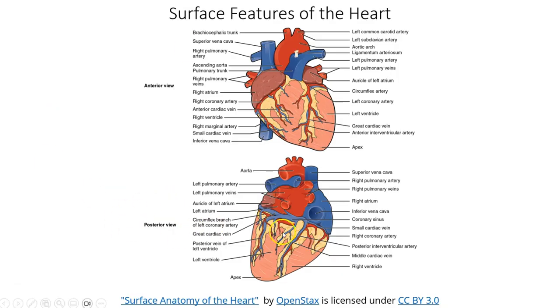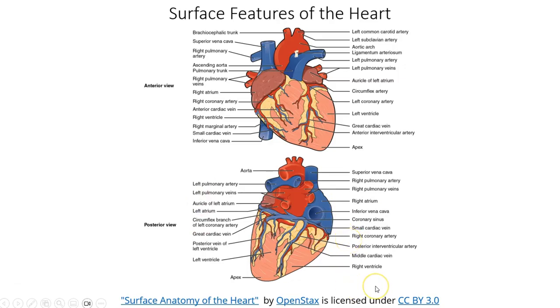Down here we have that posterior view. So this is not a mirror image. You can imagine basically you would just pull this heart towards you, and that's how it would be oriented in your body. So then this is going to be accurate. Your left hand side matches the left hand side of the heart, and your right hand side matches the right hand side of the heart.